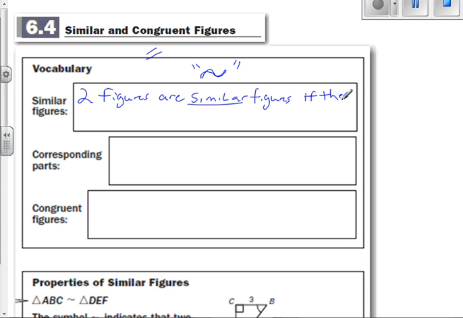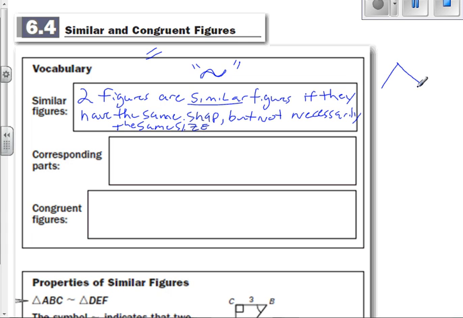If they have the same shape, but not necessarily the same size. I'll give you an example of that here in 1 second. Same size. Okay, so let's assume that I have this figure, and let's do this.